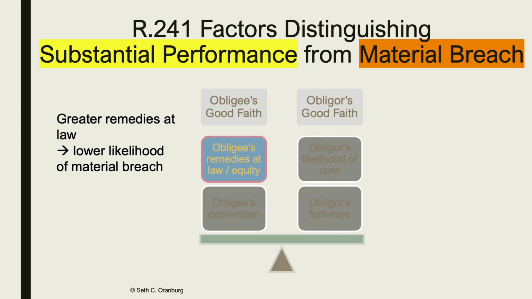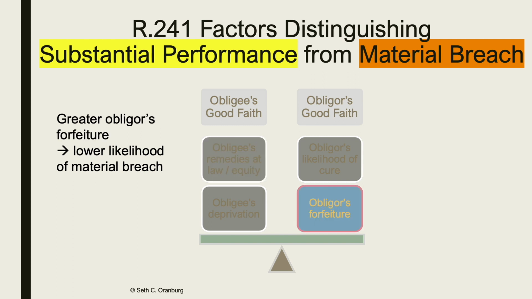Therefore, if it's difficult to sue for the difference, we are less likely to find that there has been substantial performance. The greater the ability of the obligee to find a remedy at law, the lower the likelihood of material breach, because the more effective substantial performance will be in resulting in both parties getting either the benefit of the bargain or adequate expectation damages.